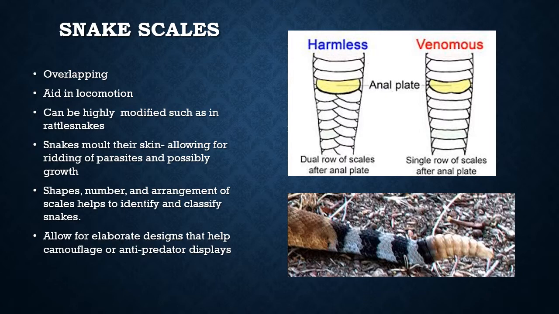and for classifying snakes. One thing that is interesting with snakes is if you are looking at a venomous versus non-venomous snake, again, we're going to have the overlapping scales all the way down, and this is on their underside. Once you get past the anal plate, in a snake that is non-venomous, you have 2 rows of scales all the way down. In a venomous snake, you only have a single row of scales after the anal plate.